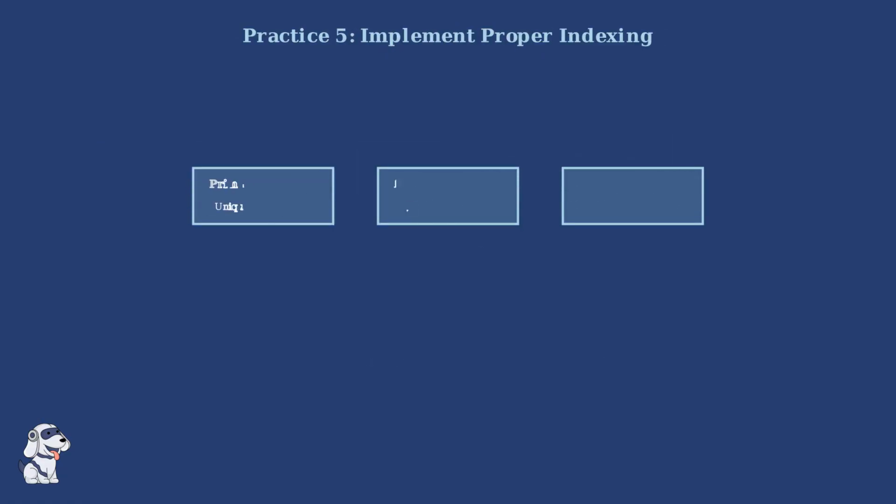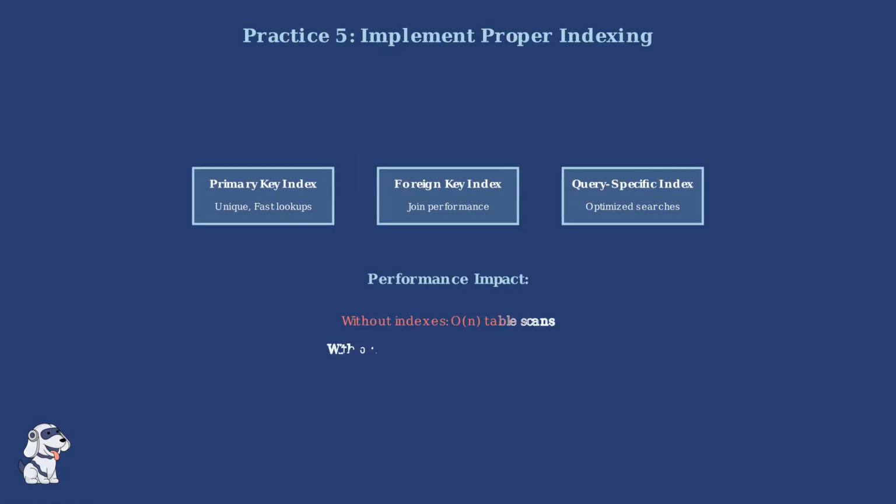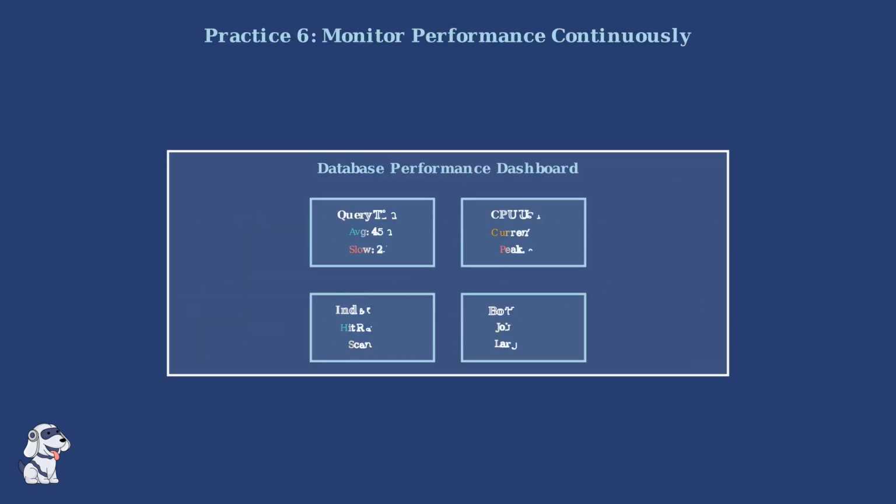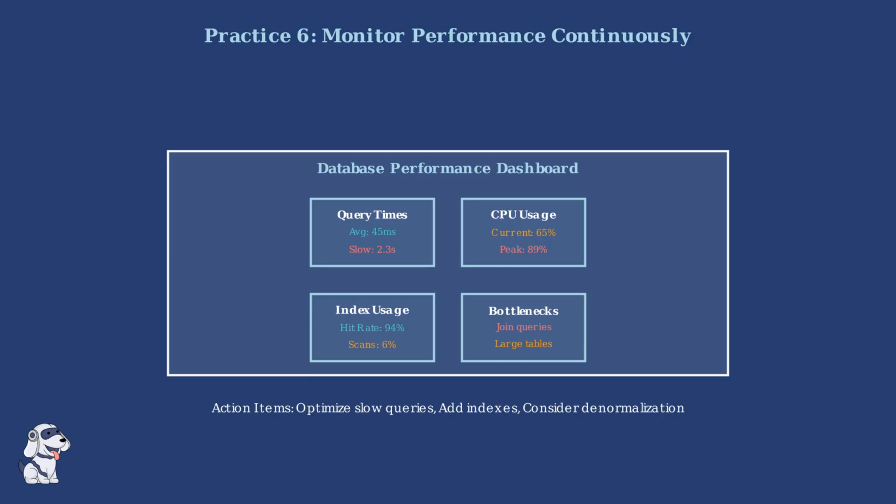The fifth practice focuses on implementing proper indexing strategies. Well-designed indexes can often eliminate the need for denormalization by making normalized queries perform efficiently. This includes primary keys, foreign keys, and query-specific indexes. The final practice is continuous performance monitoring to identify bottlenecks and optimization opportunities. This involves tracking query execution times, resource usage, and identifying slow queries that might benefit from schema adjustments or additional indexing.